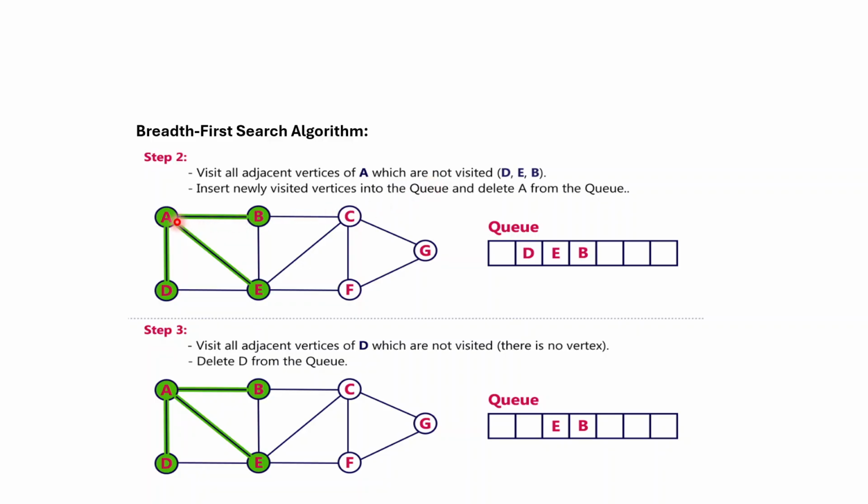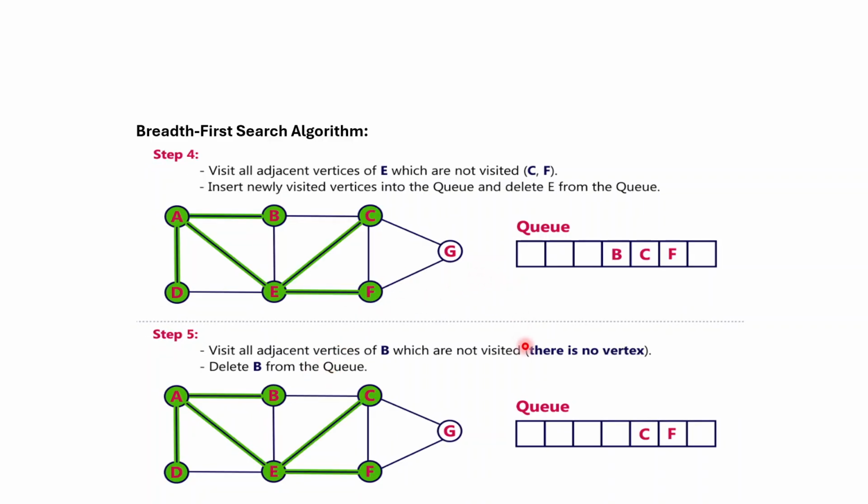So now what happens over here? We have visited D, we have visited E, we have visited B. Now we will take D next, and the queue has D. For D, all the adjacent nodes are visited. A is already visited. E is already visited. So we will delete D from the queue.